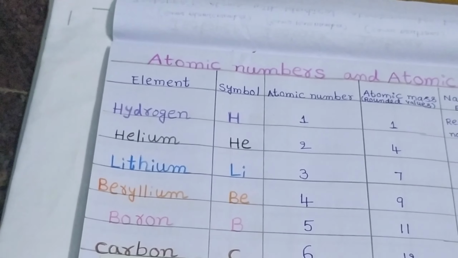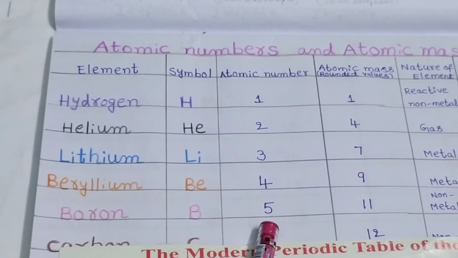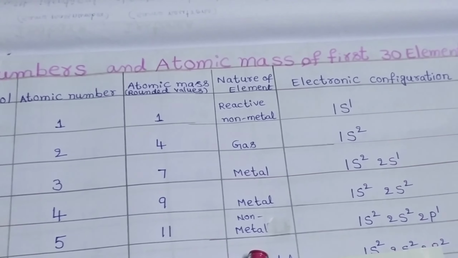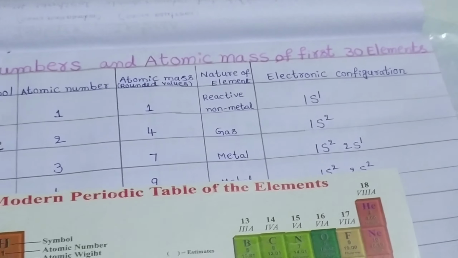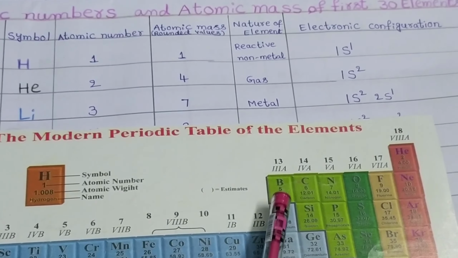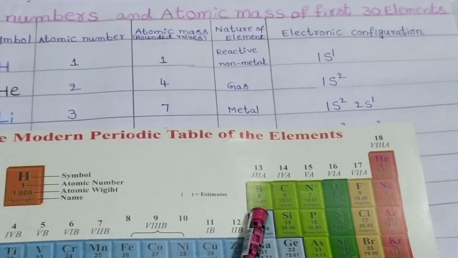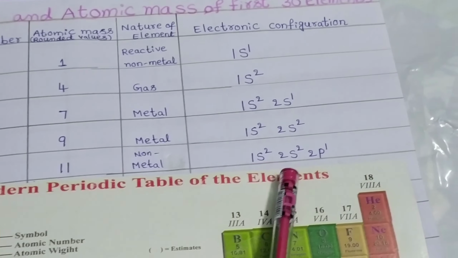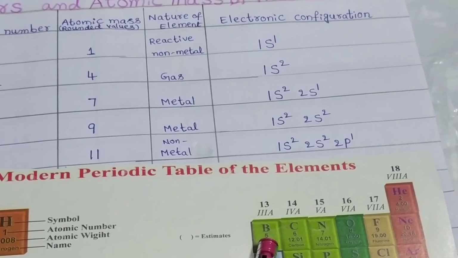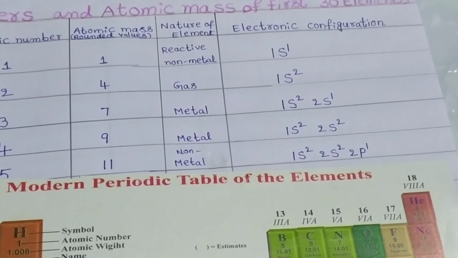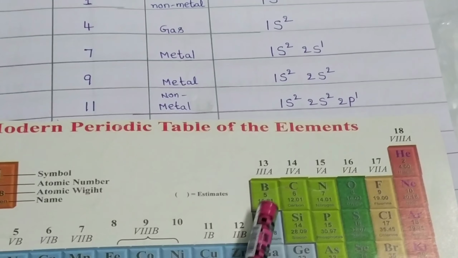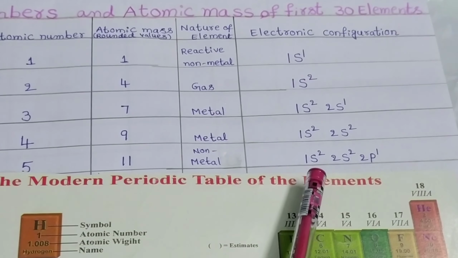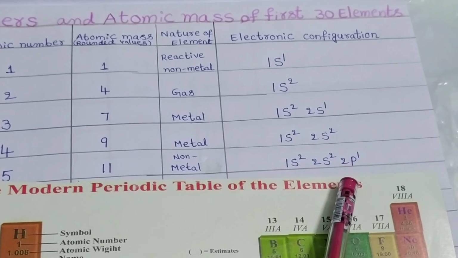Next, boron. Symbol is B and its atomic number is 5. Atomic mass is 11. It is an example of a non-metal. Boron is present in the p block and it is the first element in the p block. So we write the boron electronic configuration as 1s2, 2s2. Boron is present in the second period, so 2p1, because it is the first p block element in the second period. The electronic configuration of boron is 1s2, 2s2, 2p1.